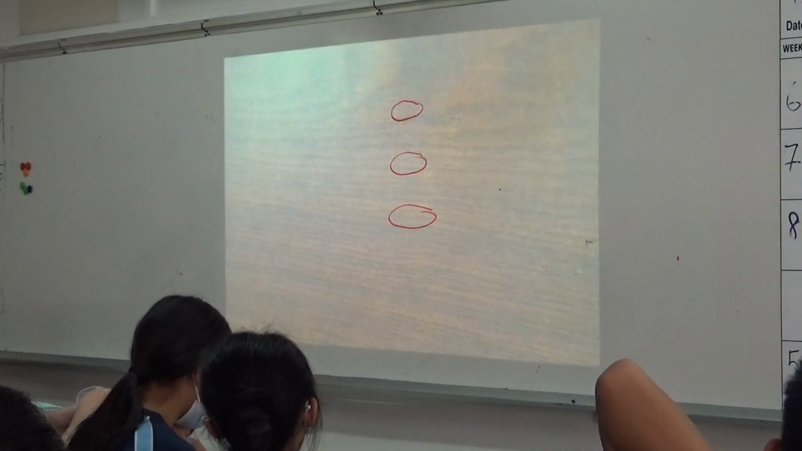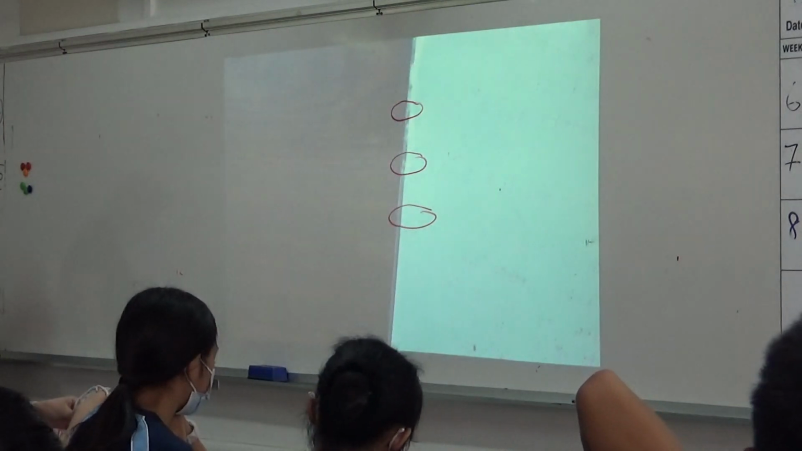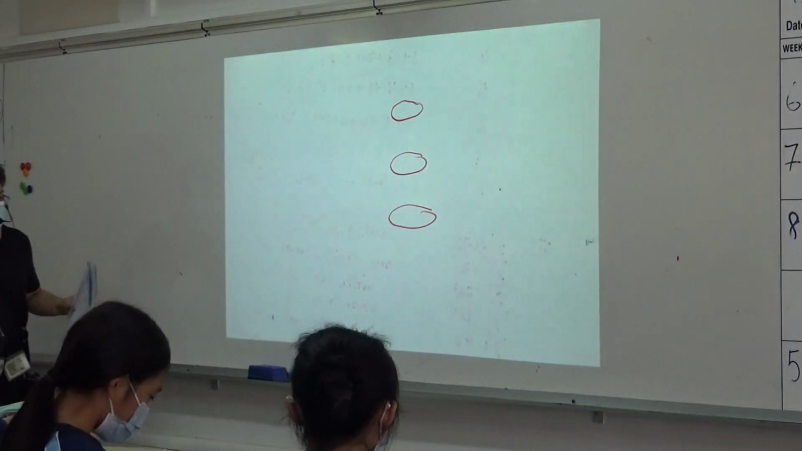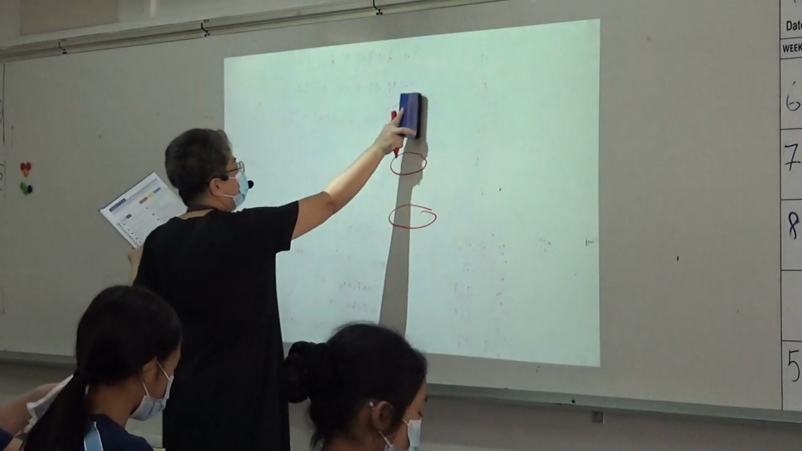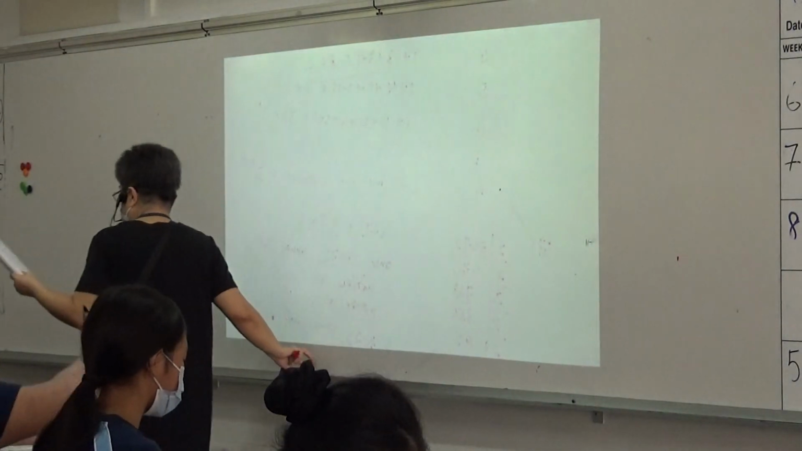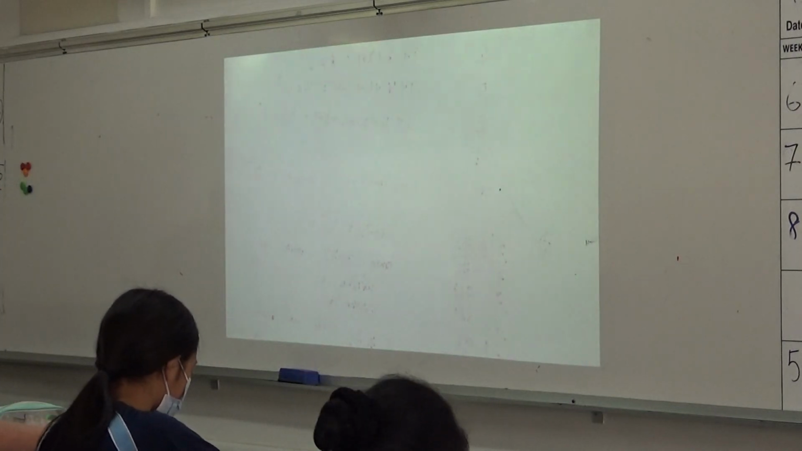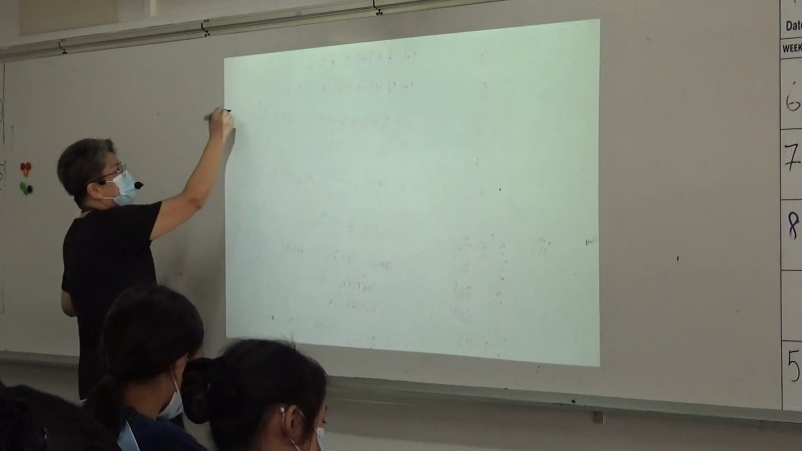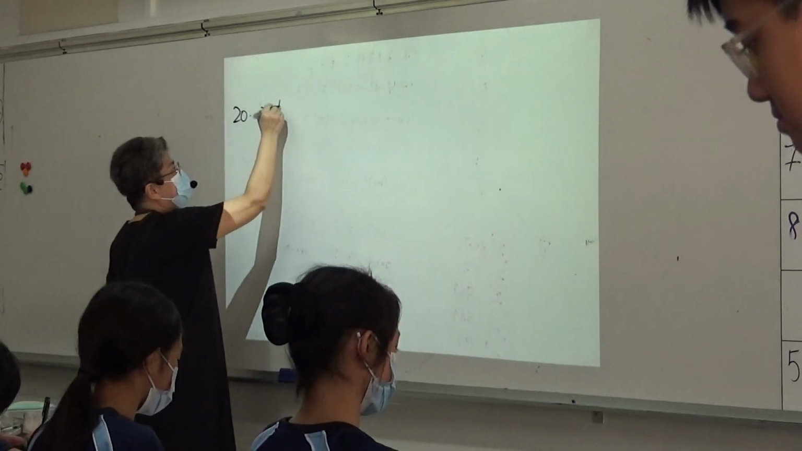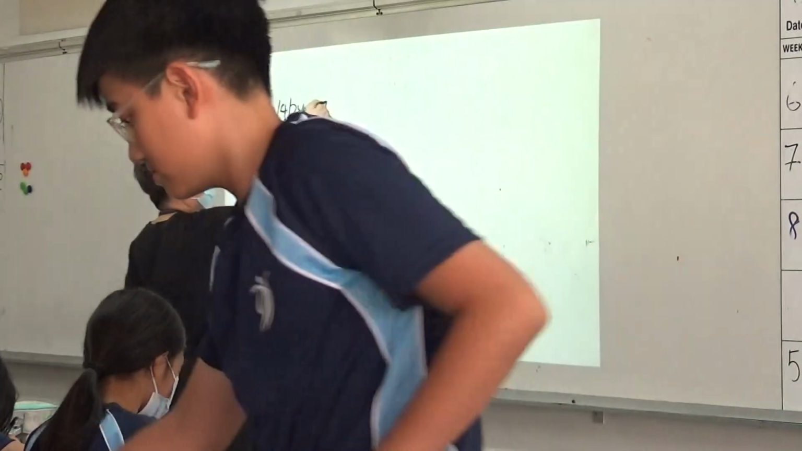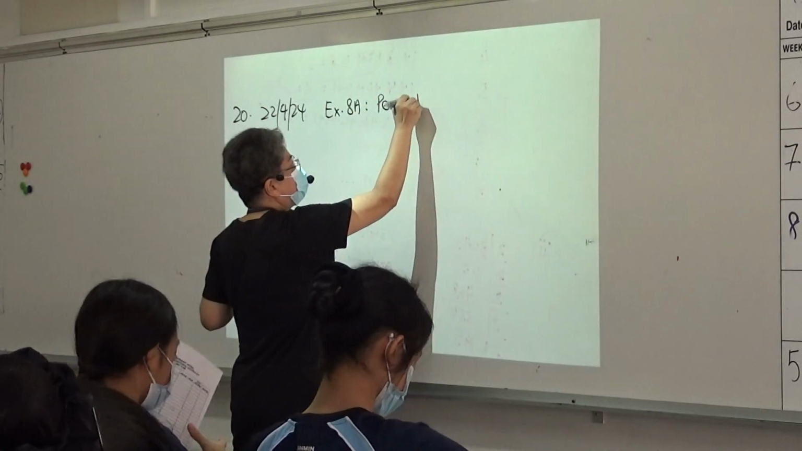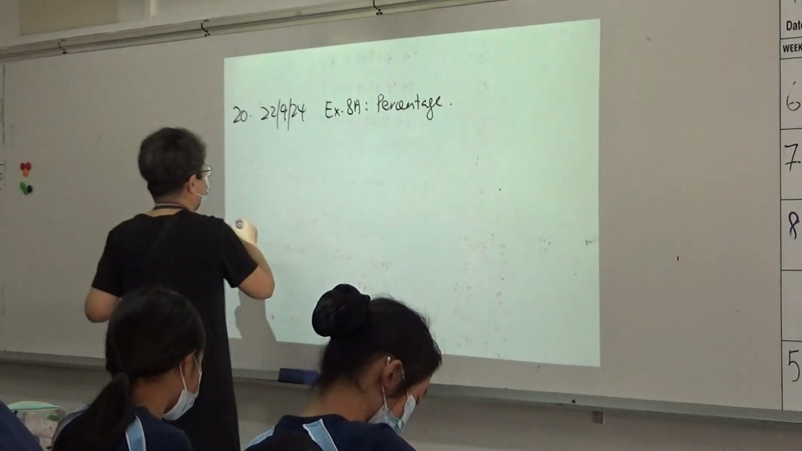can I know on your file, what number is it now? Now I write what? Number 20. Okay, very good. Number 20. Today is this date. Percentage.